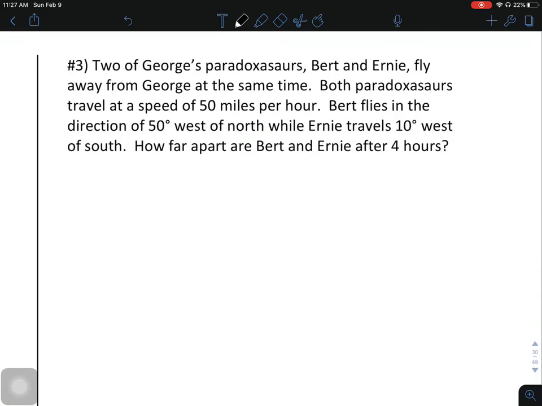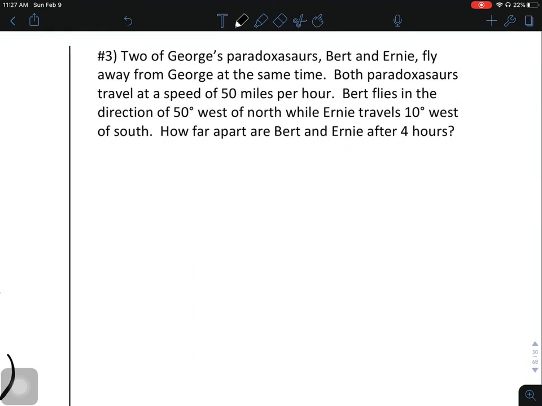Two of George's paradoxosaurs, Bert and Ernie, fly away from George at the same time. Both paradoxosaurs travel at a speed of 50 miles per hour. Bert flies in the direction of 50 degrees west of north, while Ernie travels 10 degrees west of south. How far apart are Bert and Ernie after 4 hours? This is a tough one.